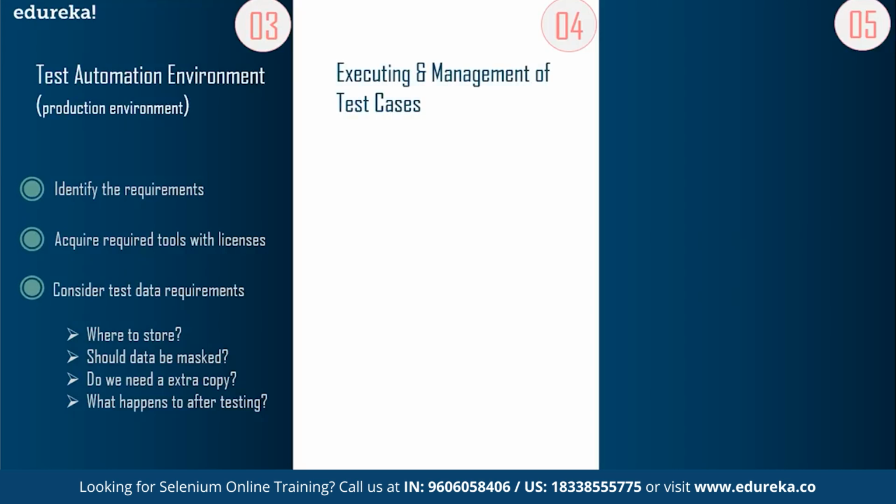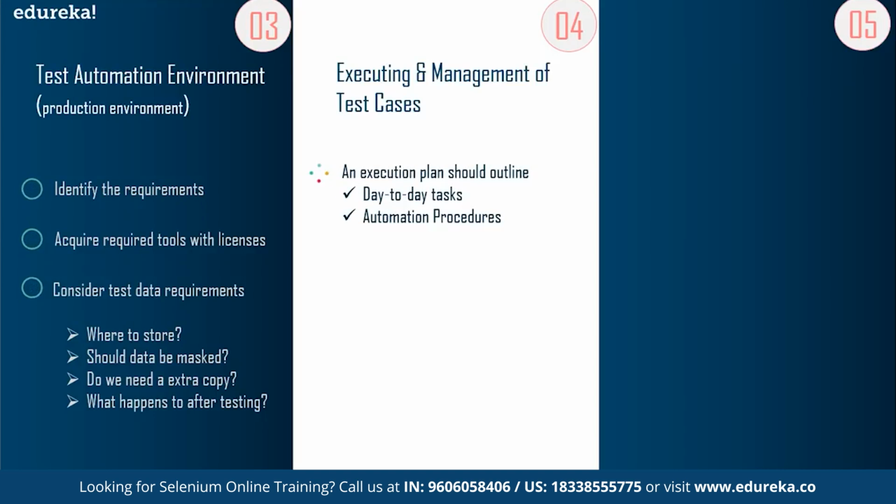After that, we have execution and management of test cases. Your test automation strategy should also define the process of execution and management of test cases. An execution plan actually outlines two things, which are the day-to-day tasks that you do and the procedures which are related to automation. There are certain practices that you can follow when you're writing test scripts and when you're executing them. For example, first of all, pick the test cases which you want to automate, like I told you in the first step. After that, before you add any automated test cases to your regression suite, run and verify them multiple times to ensure that they run as expected.